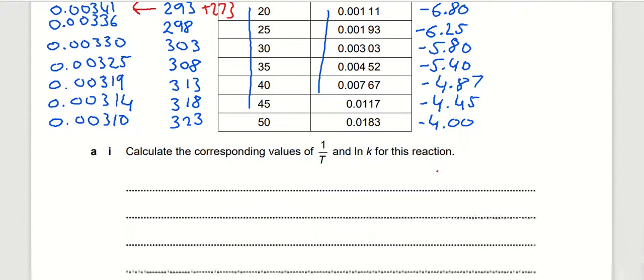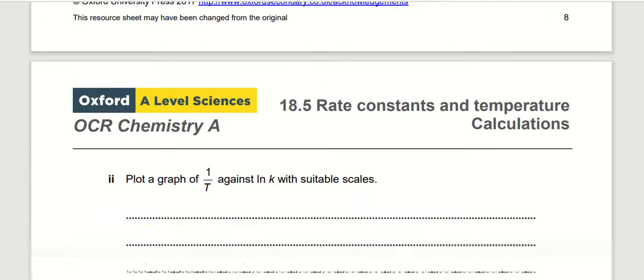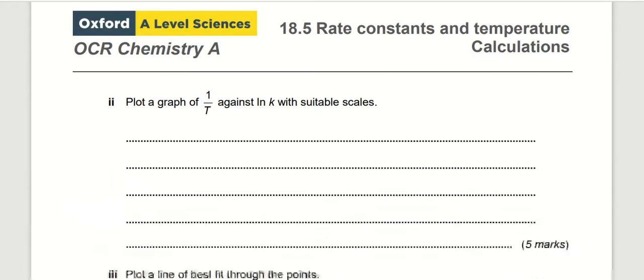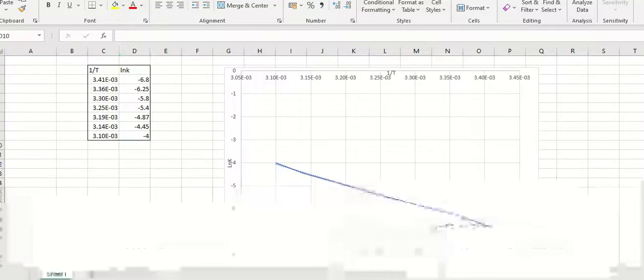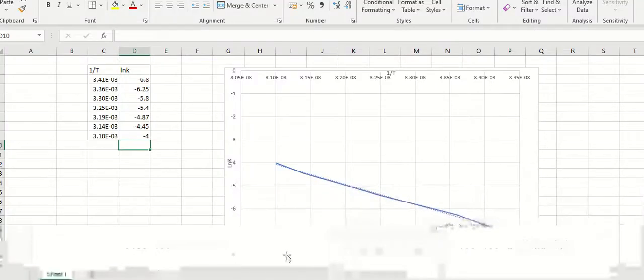If we carry on down there, that's worth 5 marks apparently. So we want to plot it now. Obviously in the exam they'll probably give you the axes, or at least part of it, and you'll plot it on there. So I've just done a quick thing here in Excel.